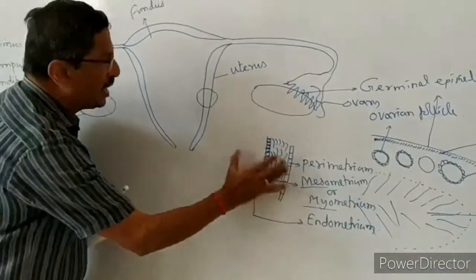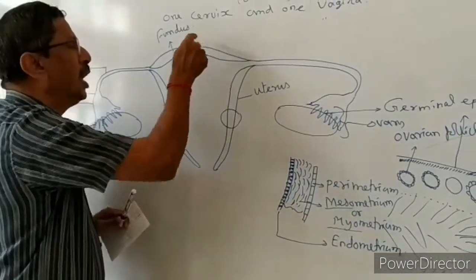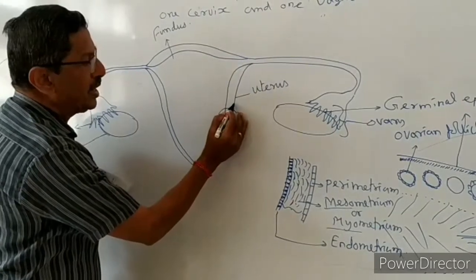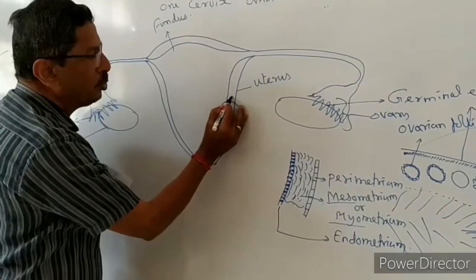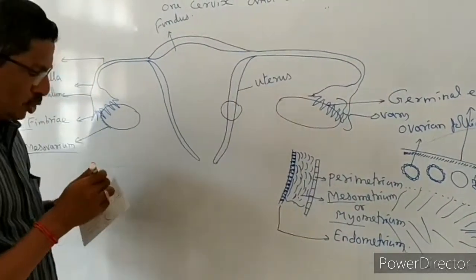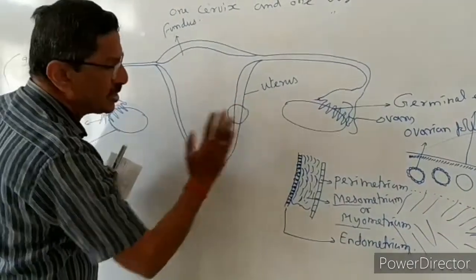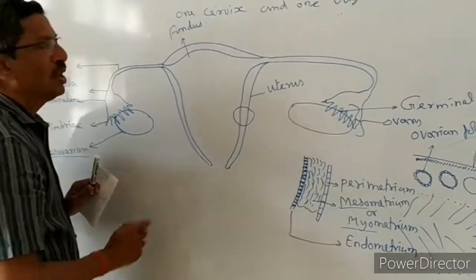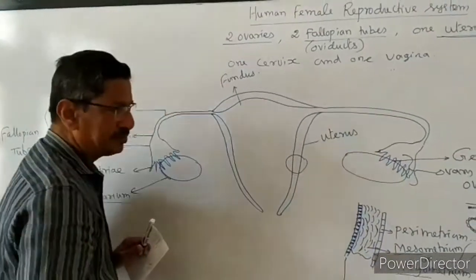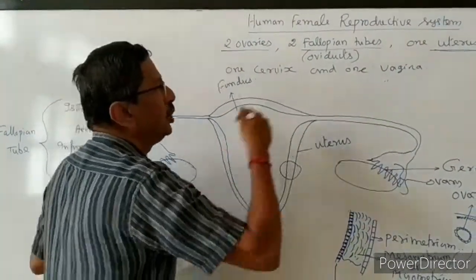So you can find the same arrangement everywhere. Outer is the perimetrium, the middle one is the myometrium, and the inner one is the endometrium. Three layers are there. Everything put together we can call the wall of the uterus. So we have completed the uterus.